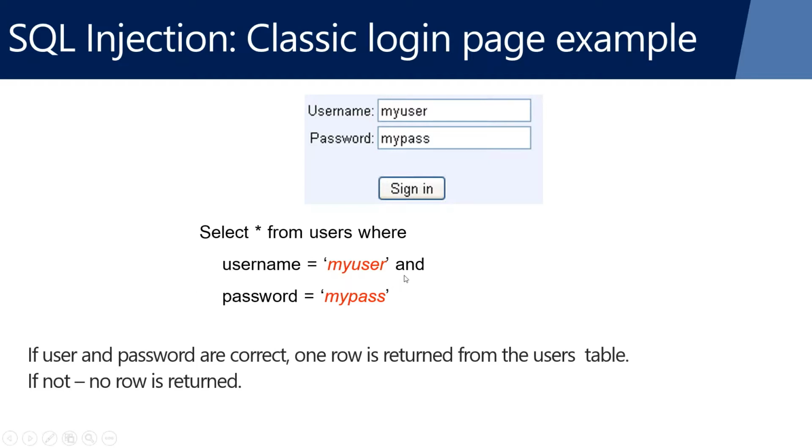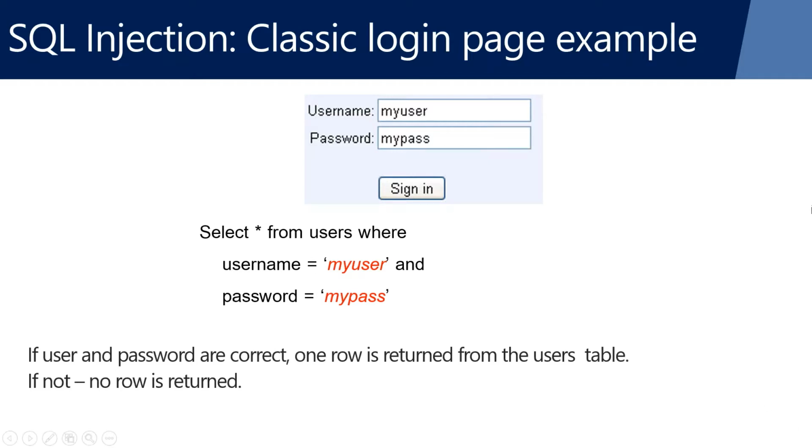If this is not the right set of credentials, then there isn't a single row where the username is my user and the password is my pass, so this query won't return any results, and I would see an incorrect credentials message of some kind. So what happens in SQL injection?